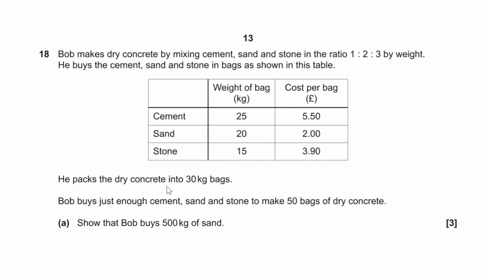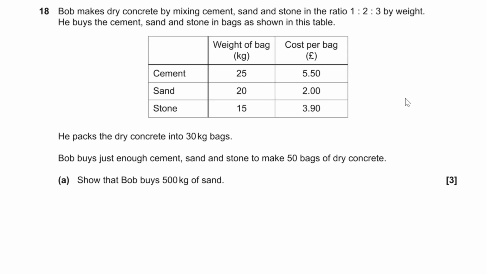He packs the dry concrete into 30 kilogram bags. Bob buys just enough cement, sand and stone to make 50 bags of dry concrete. For part A, we have to show that Bob buys 500 kilograms of sand. Well, if we use this ratio, we can find out the total number of parts. So, the number of parts will equal 1 plus 2 plus 3, which is 6. So we have 6 parts.